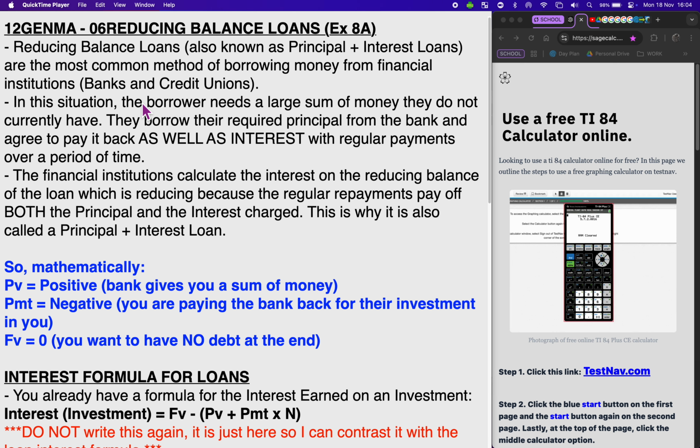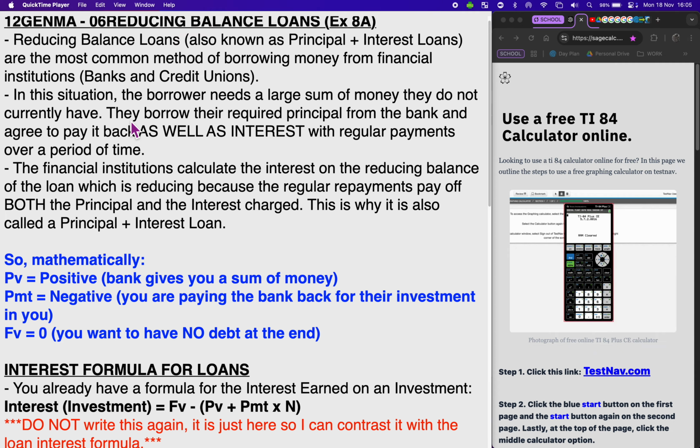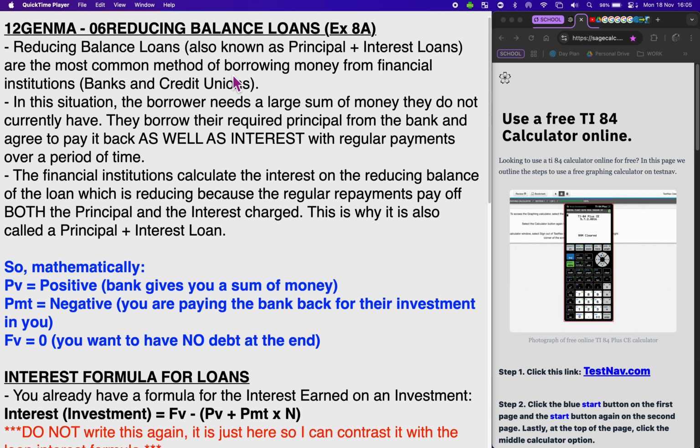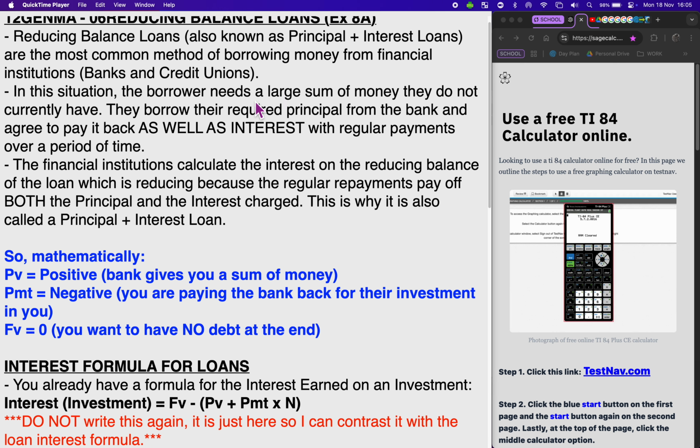Notice it says 12 Gen MA here because the stuff you covered in Year 10 is repeated in Year 12 if you do general maths. So reducing balance loans, also known as principal and interest loans, are the most common method of borrowing money from financial institutions, which are banks and credit unions for us.